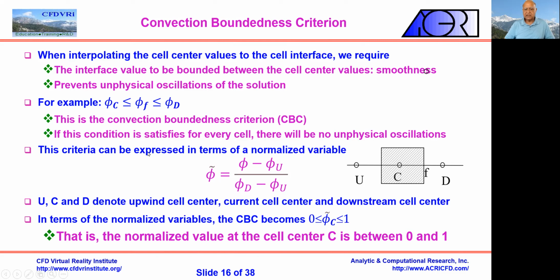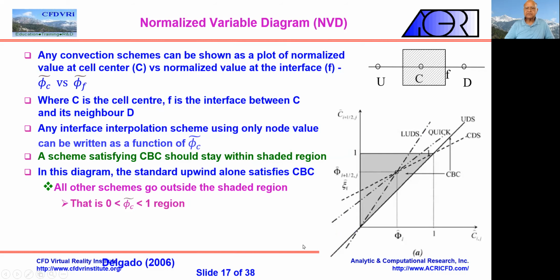This criterion we can express in terms of a normalized variable. If phi is a value at any point, we take phi on the upstream side and phi on the downstream side, and we divide by this difference. So the value must stay between these two. The cell value should never exceed phi D. So at phi C, we must have a value between 0 and 1. This is called the convection boundedness criterion: the normalized value must be between 0 and 1.